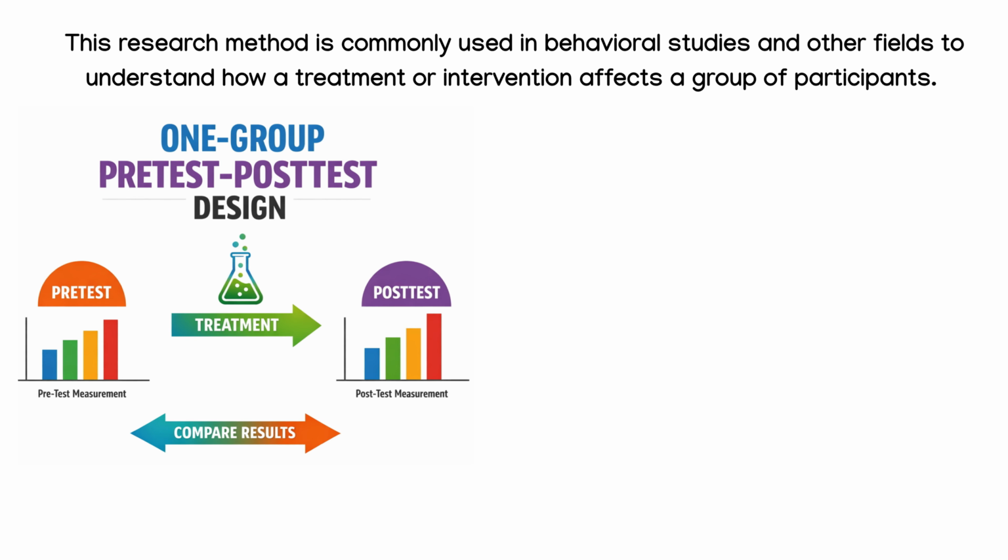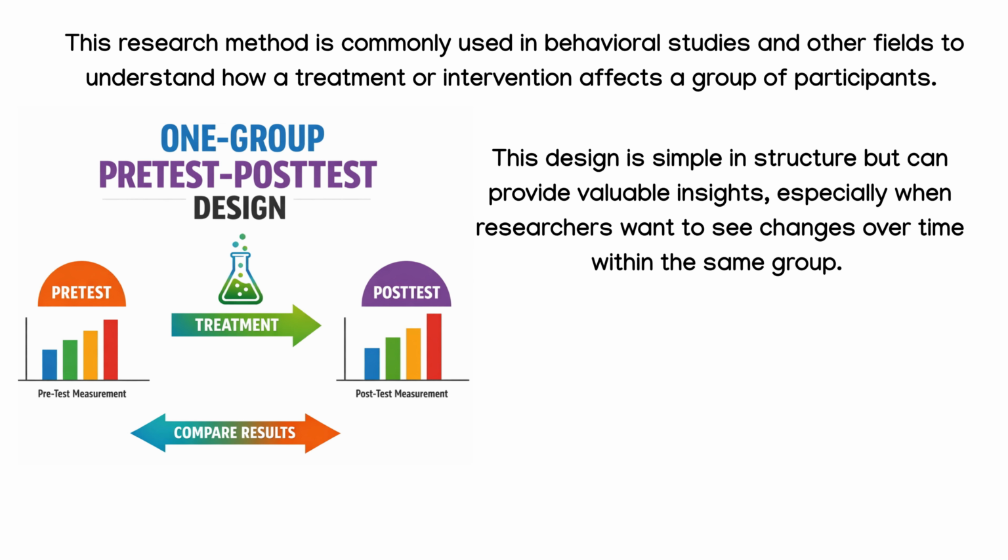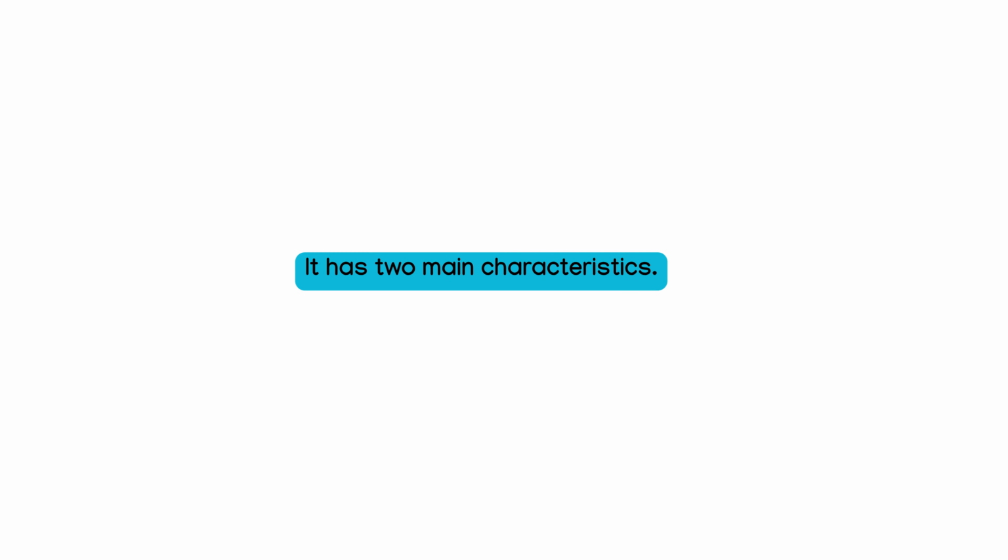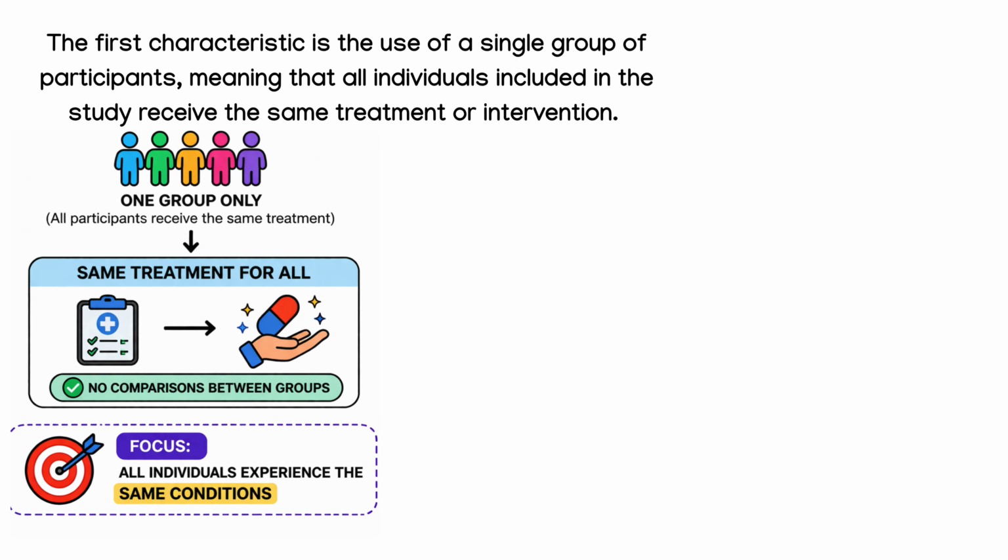a group of participants. This design is simple in structure but can provide valuable insights, especially when researchers want to see changes over time within the same group. It has two main characteristics. The first characteristic is the use of a single group of participants, meaning that all individuals included in the study receive the same treatment or intervention.